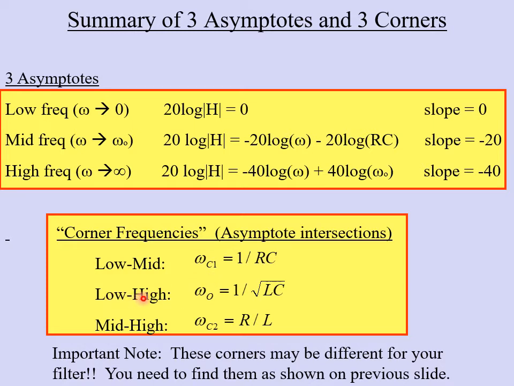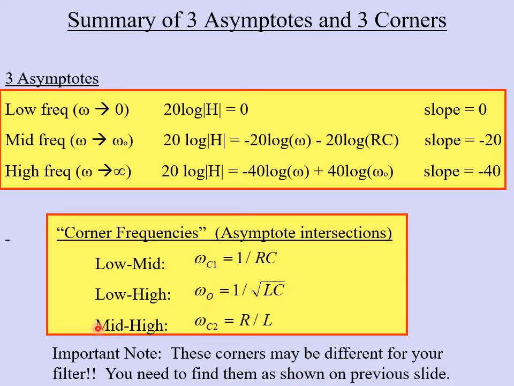Next, we can find the low-high corner. How do we do that? Well, we take the low-frequency asymptote, 0, and set it equal to the high-frequency asymptote, which is this expression right here. And again, we solve for omega. After you do this, you'll find that the low-high corner is equal to the natural frequency of the filter, which is 1 over the square root of LC.